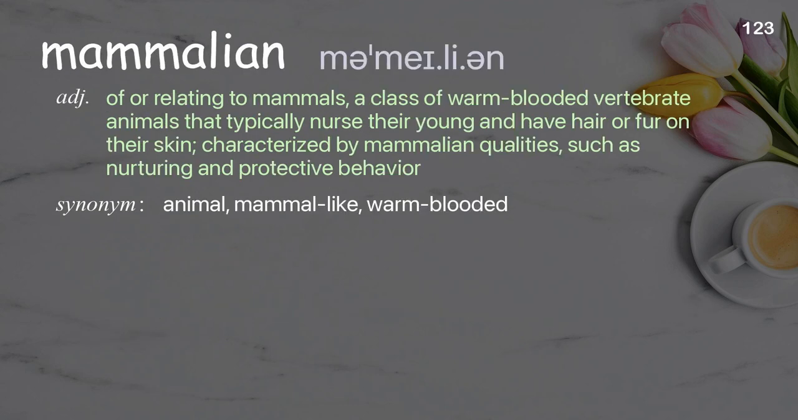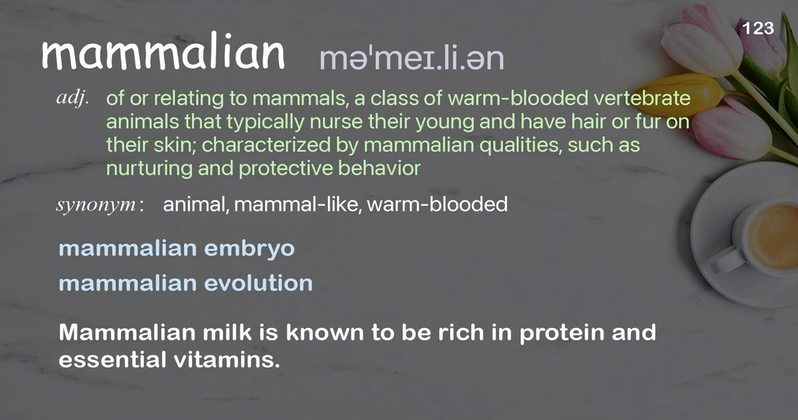Mammalian. Of or relating to mammals, a class of warm-blooded vertebrate animals that typically nurse their young and have hair or fur on their skin; characterized by mammalian qualities, such as nurturing and protective behavior. Examples: mammalian embryo, mammalian evolution. Mammalian milk is known to be rich in protein and essential vitamins.